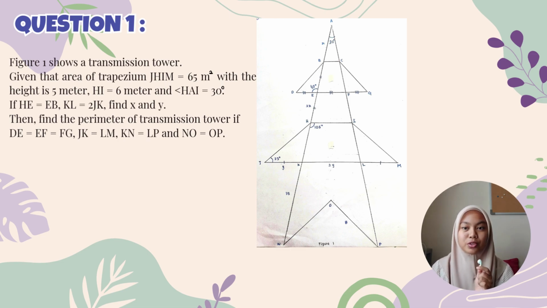Question 1. Figure 1 shows a transmission tower. Given the area of trapezium GHIM equal to 65 meters squared, with the height is 5 meters, HI equal to 6 meters, and angle HAI equal to 30 degrees. If HE equal to EB, KL equal to 2JK, find x and y. Then, find the perimeter of the transmission tower if DE equal to EF equal to FG, JK equal to LM, KN equal to LP, and NO equal to OP.